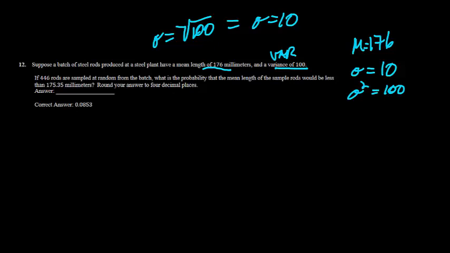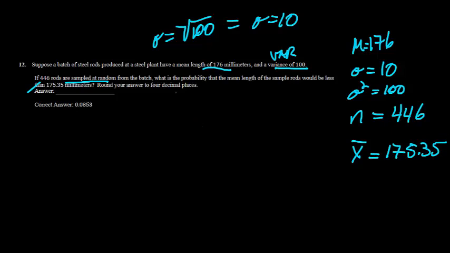If 446 rods are sampled, ooh, we're talking about samples now. That 446 is n. We are sampling 446 rods. What is the probability that the mean length of the sample rods would be less than 175.35? X is 175.35. Round to 4 decimal places.